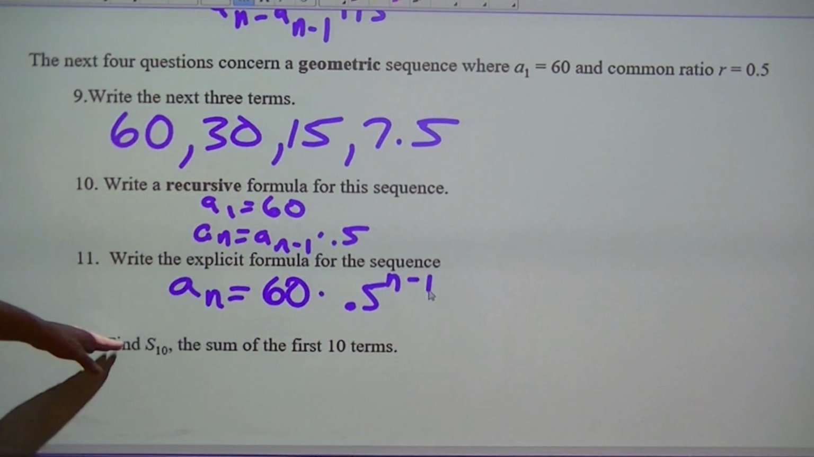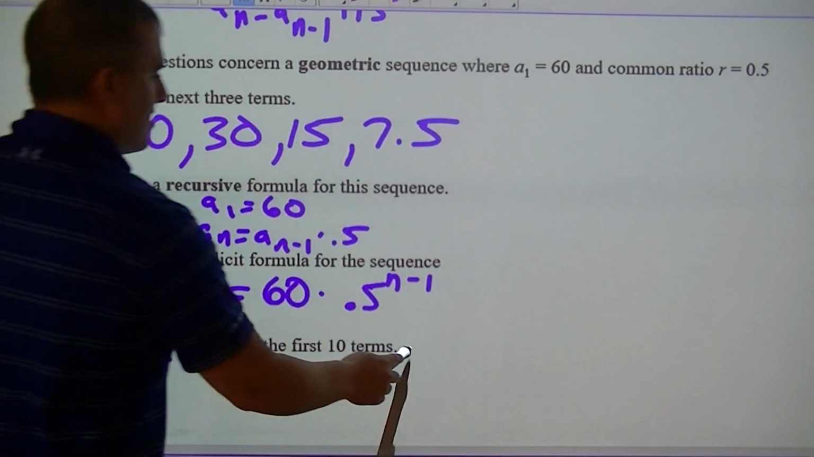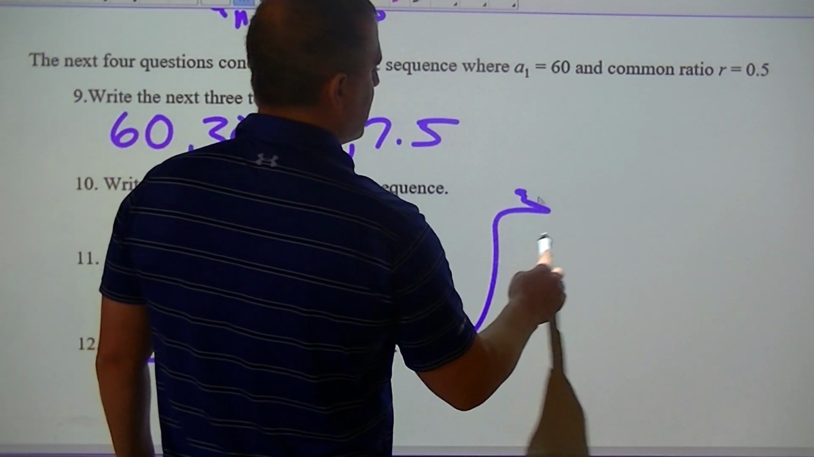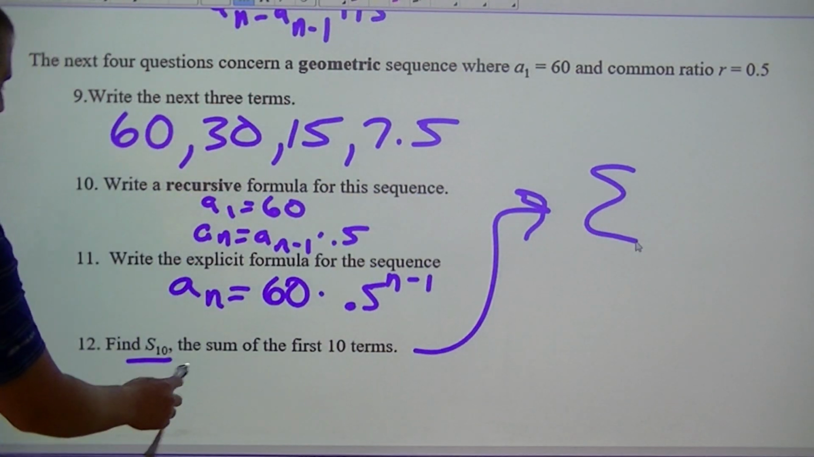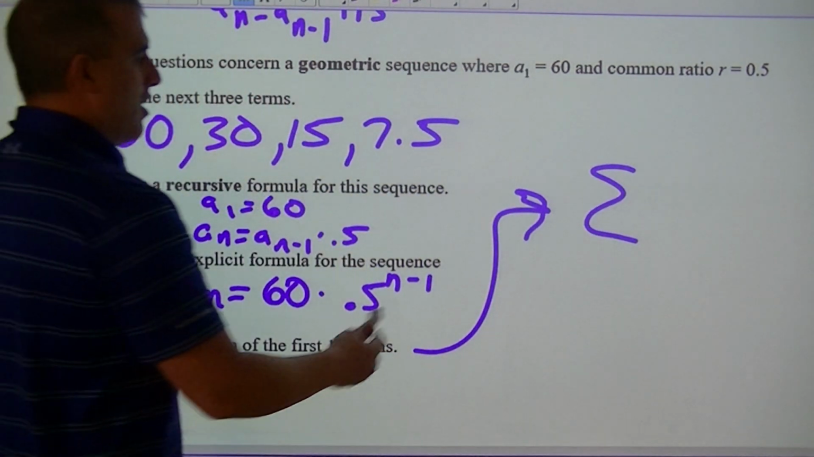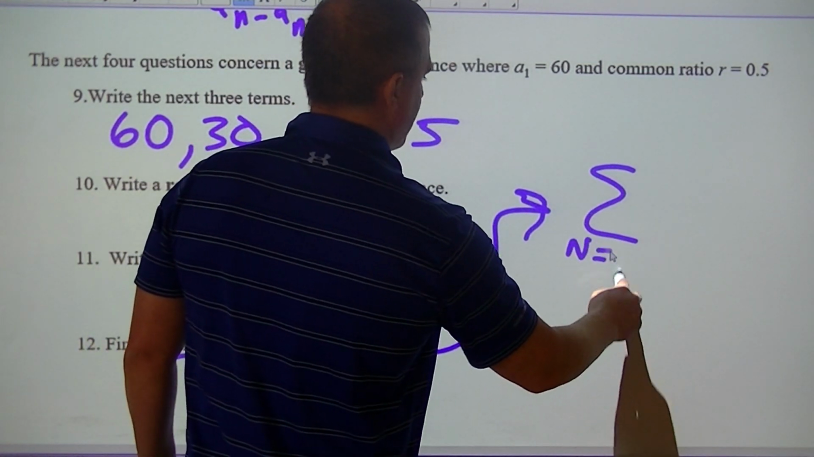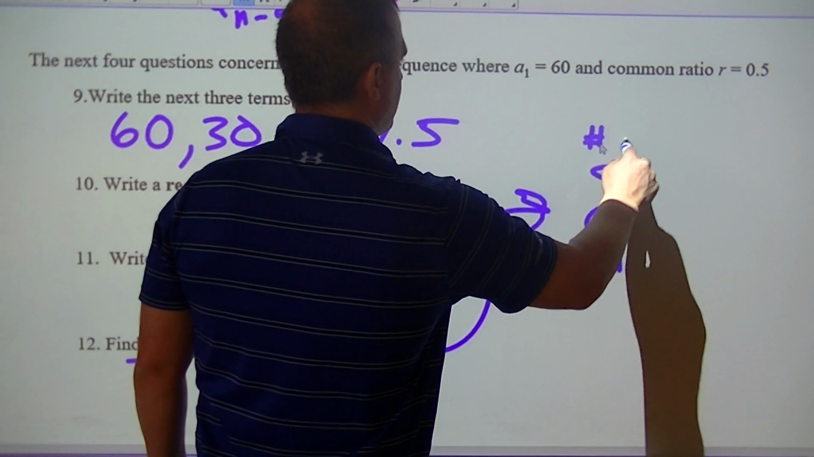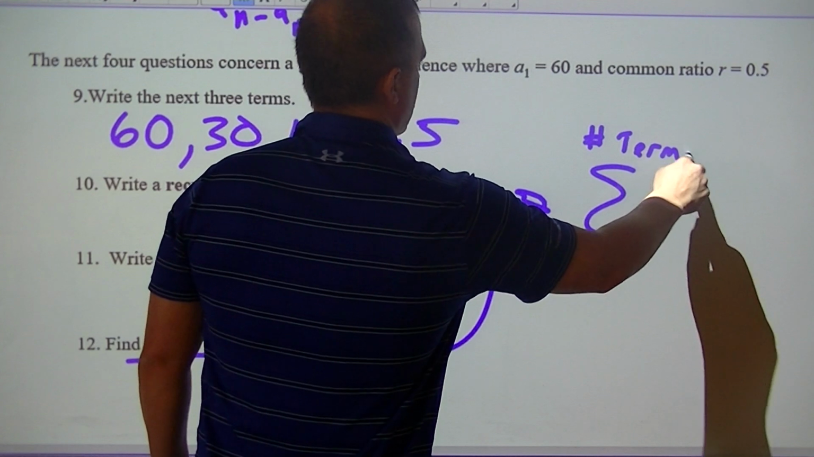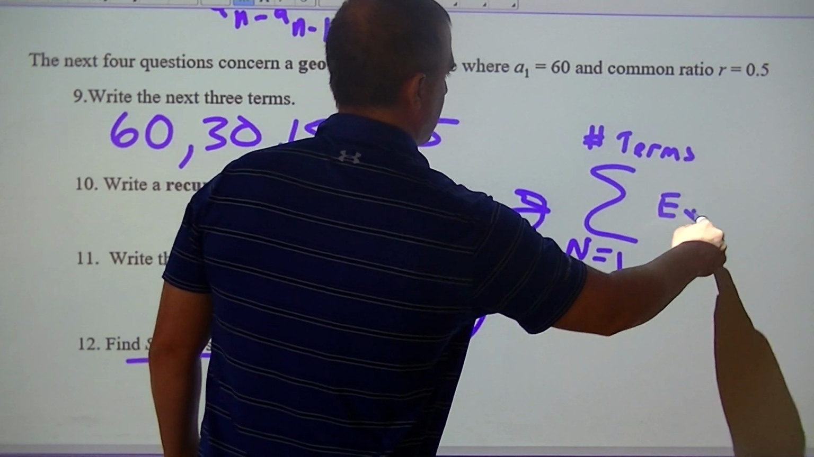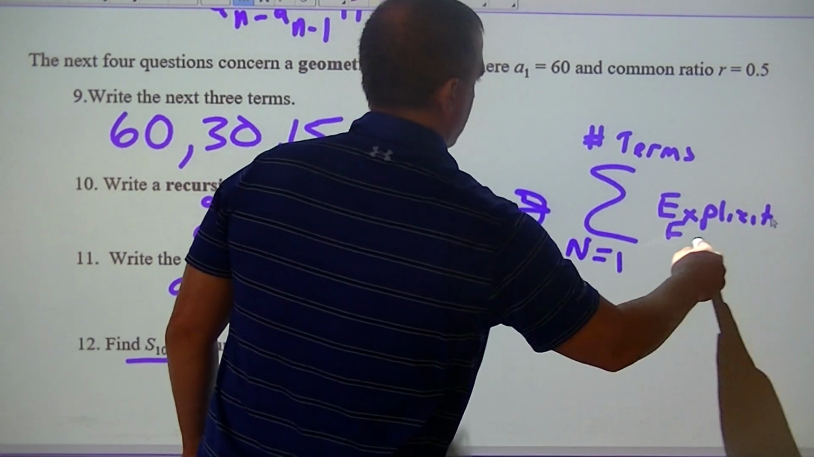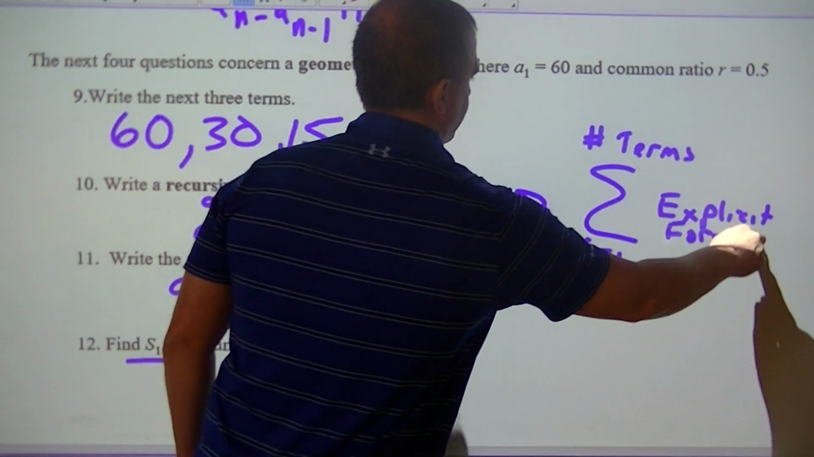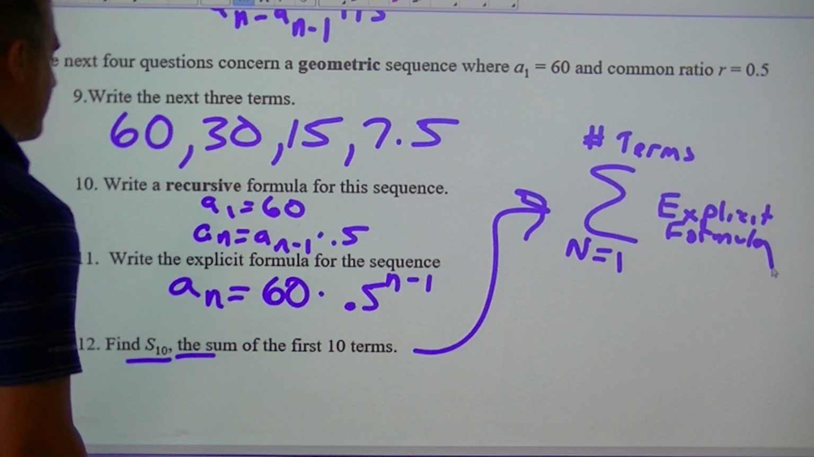Now, this says find the sum. When you find the sum of anything, you're going to use the sigma thing. Sn, the sum, all that stuff. What you do is you put n equals 1 down here. The number of terms goes here. Your explicit formula goes here. Everybody was pretty good in that in class.